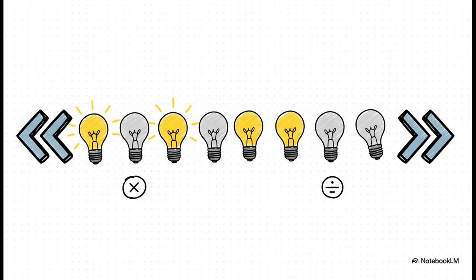And finally, we have bit shifting. This is exactly what it sounds like. Imagine just sliding that entire row of lights to the left or to the right. A left shift moves every bit one spot over to the left. And you know what that does?